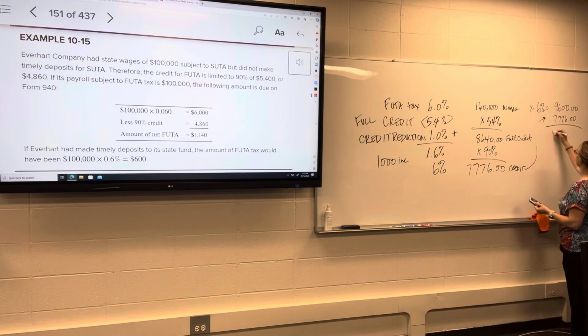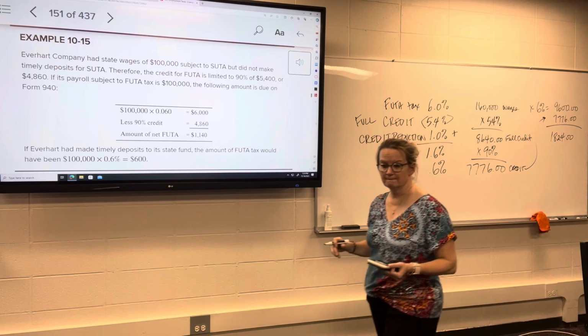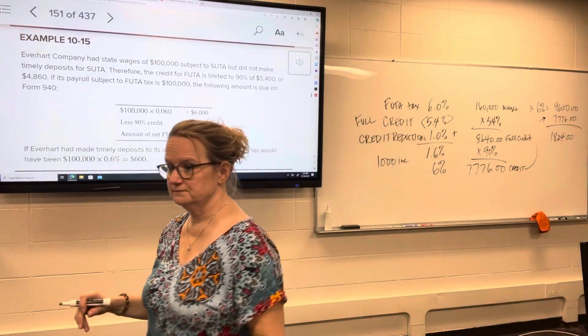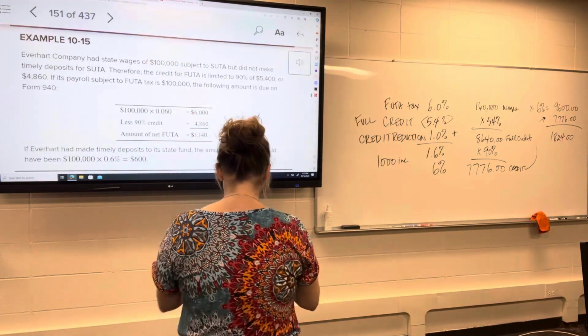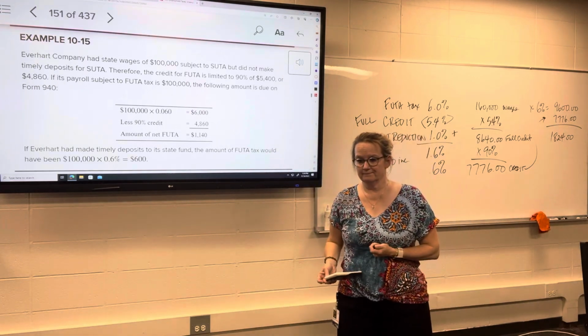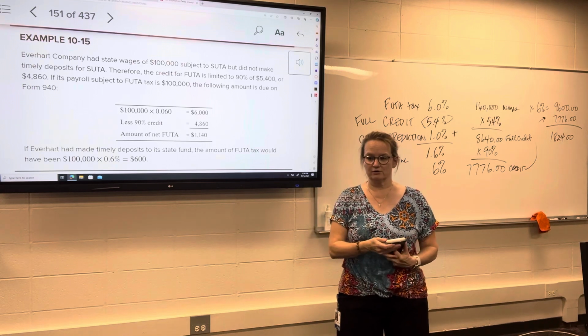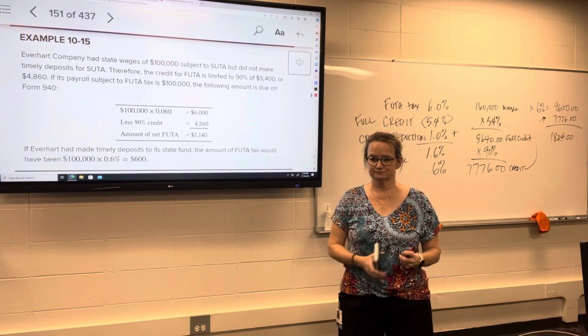So 1824. Okay, so even if they pay late, they still get 90% of the credit. Yeah. But the more they do that, the more that credit is reduced every year.